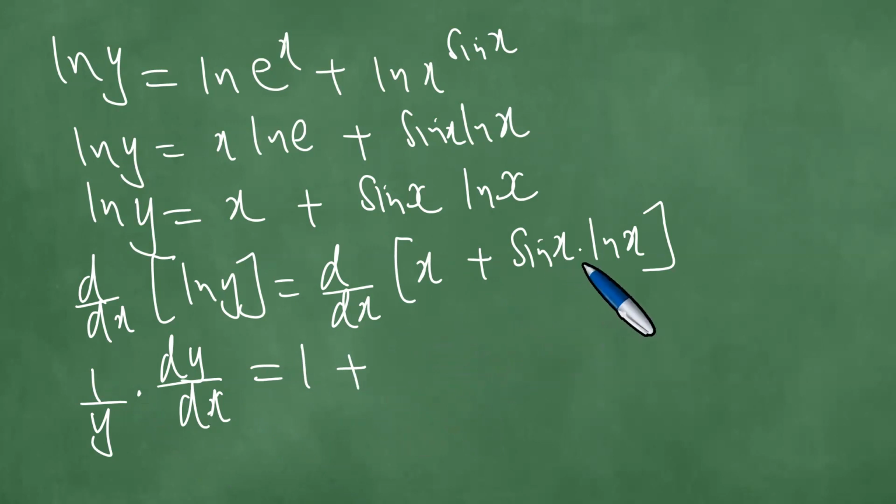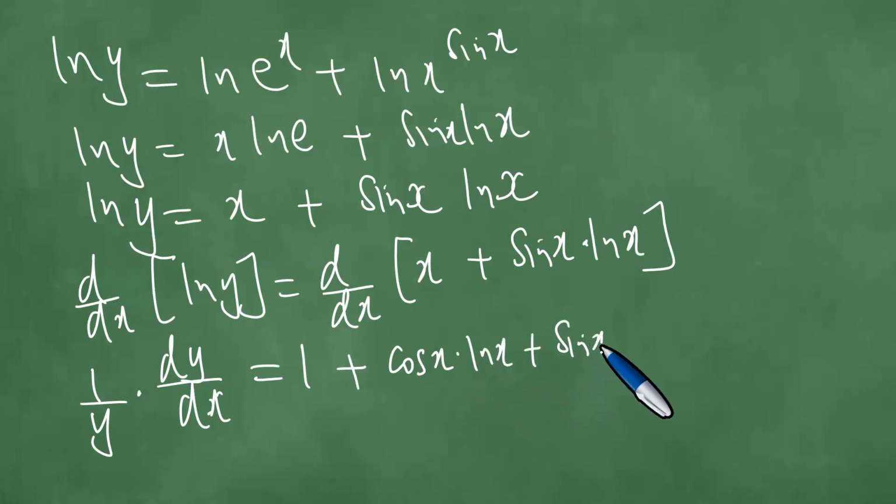And then now we can find the derivative of the sine. Here is the product, so we use the product rule. The derivative of the sine is the cosine times the natural log, plus x times the sine. The derivative of the ln is 1 over x, like this.